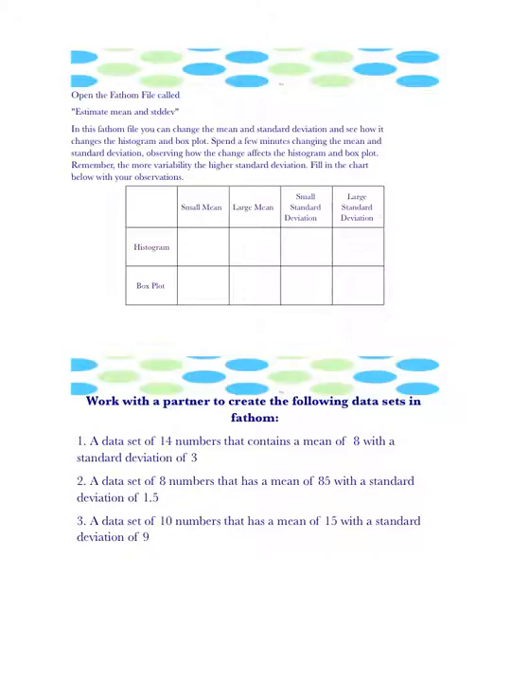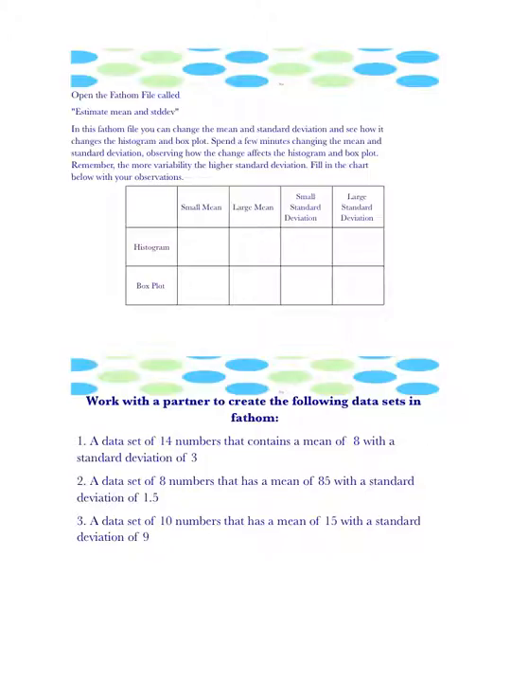All right, so the next part of the lesson is an exploratory part of the lesson. You're going to open the Fathom file called Estimate Mean and Standard Deviation, and in that you've got a box where you can change the mean and the standard deviation, and then you're going to see how it changes a histogram and a box plot. And you're going to fill in the chart below with your observations. So once you hit that play button, it's either going to make it larger or smaller, and I want you to keep hitting play until you make some observations, and pause this video, and then you can come back to it and see if your observations match what mine are.